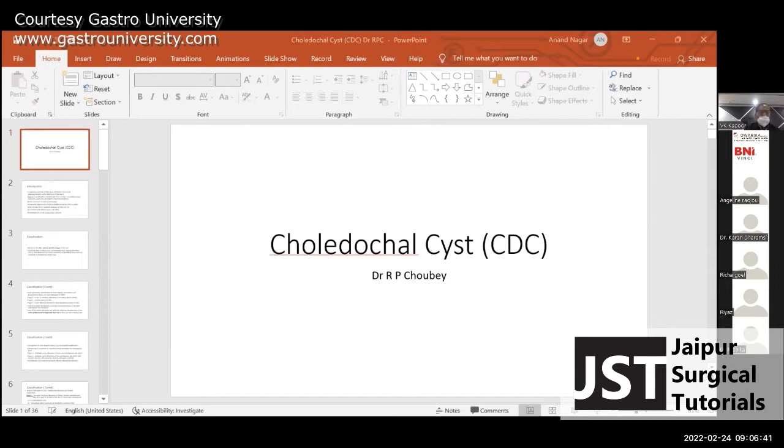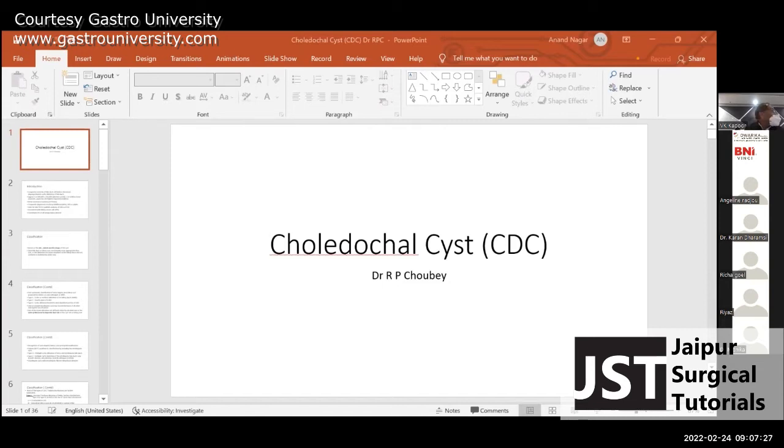Choledochal cysts are a congenital anomaly of the bile ducts, defined as abnormal, disproportionate cystic dilatation of bile ducts. Their incidence ranges from as low as 1 in 1,00,000 to 1 in 1,50,000 in the Western world to 1 in 1,000 in Asian countries. Japan has the highest reported incidence. It's more common in females, 3 to 4 times higher as compared to males.